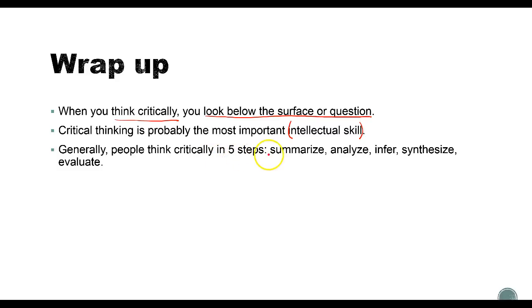Generally, people think critically with these 5 steps. They summarize, they analyze, they infer, they synthesize, and they evaluate. So when you think critically, try to work through these 5 steps. And just move on to lesson 16. In that lesson, we're going to pick it up and talk a little bit more about critical thinking. And we're also going to talk a little bit about Aristotle's appeals of argument and how that applies to critical thinking. So I'll see you over there.